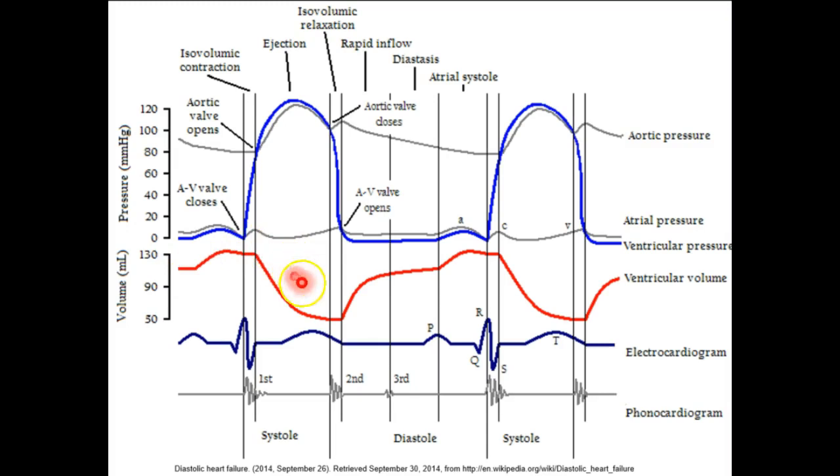If you want to do this line right now, this is not something I'm going to test you on, but it just makes sense that the volume of blood in your ventricles decreases as you eject that blood out of your ventricles. That's all that's saying. So ventricle volume goes down as that blood is ejected.